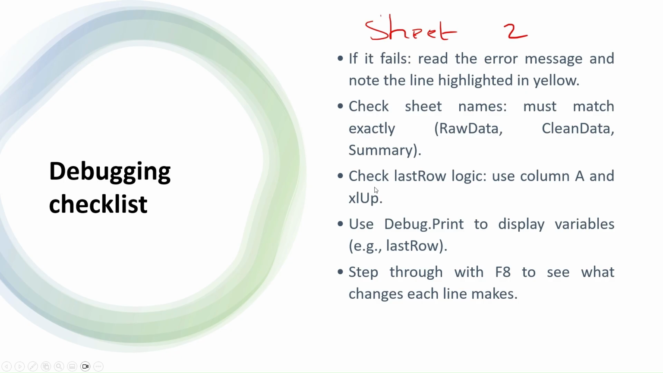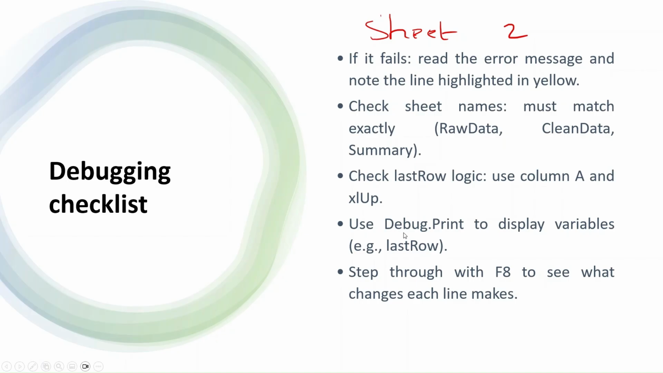And then you need to check the last row logic. Use column A and xlUp. Make sure the column you are using, often it is A, truly has data all the way down and you don't have missing cells or other issues in between. Ensure that this column A is, for example, an identifier that contains all the information that you need.